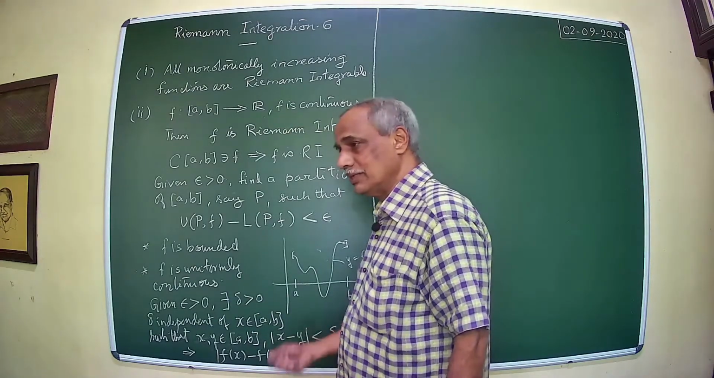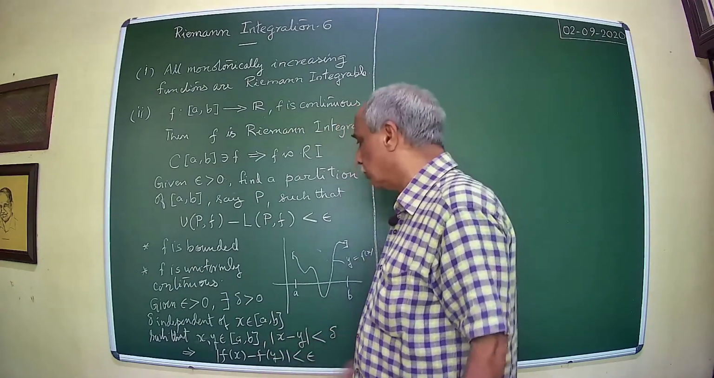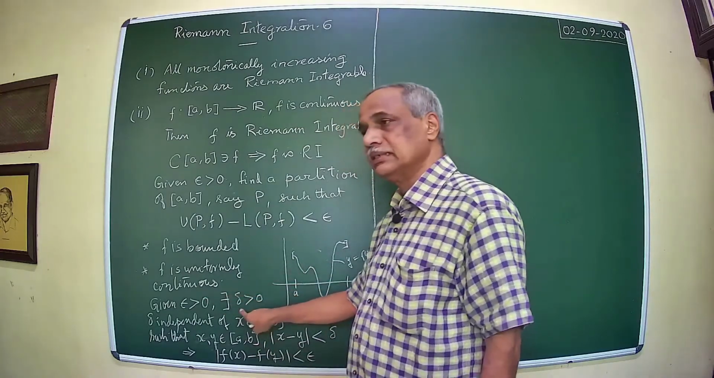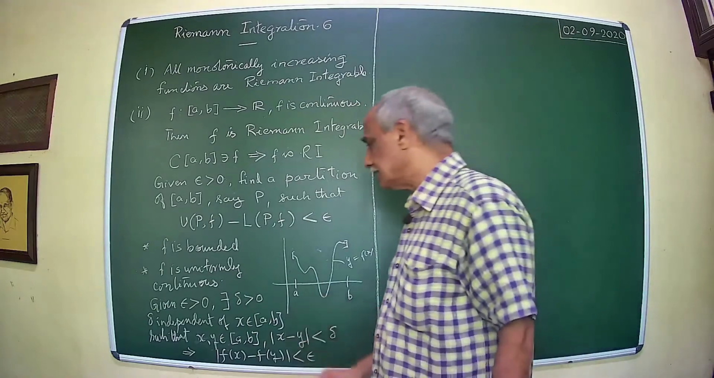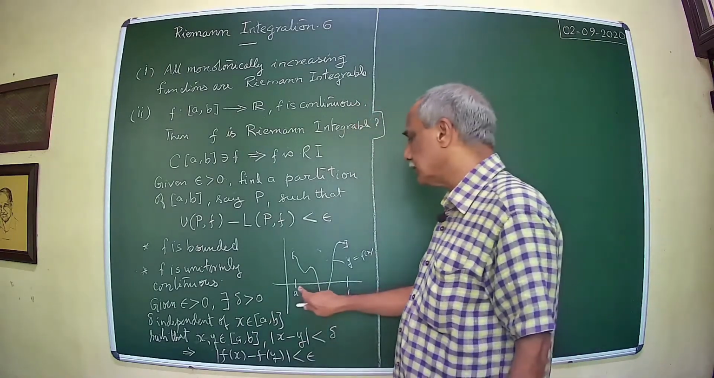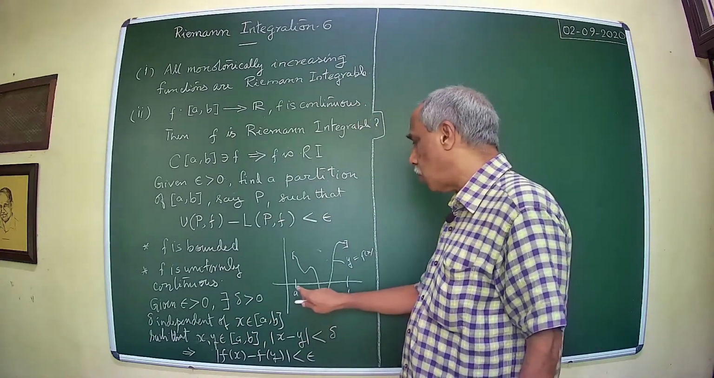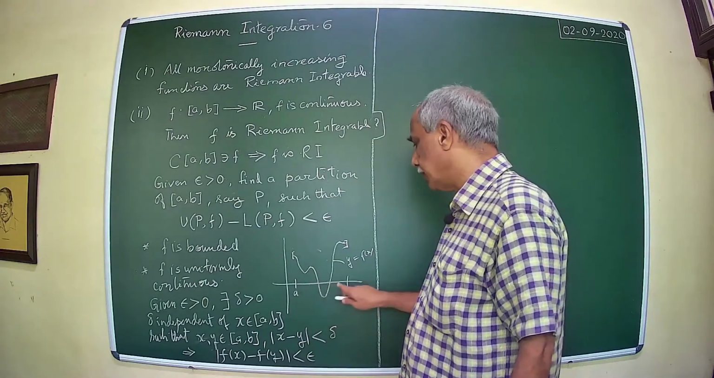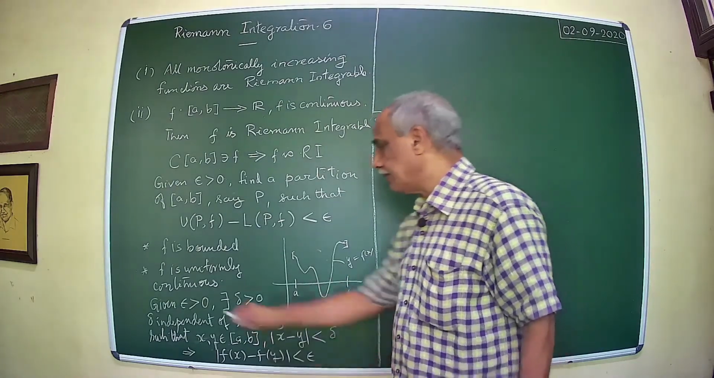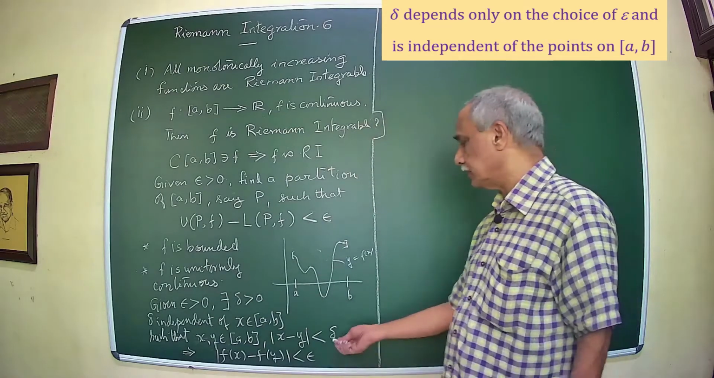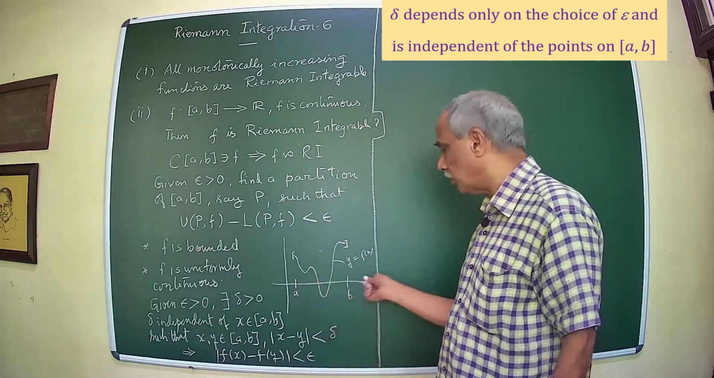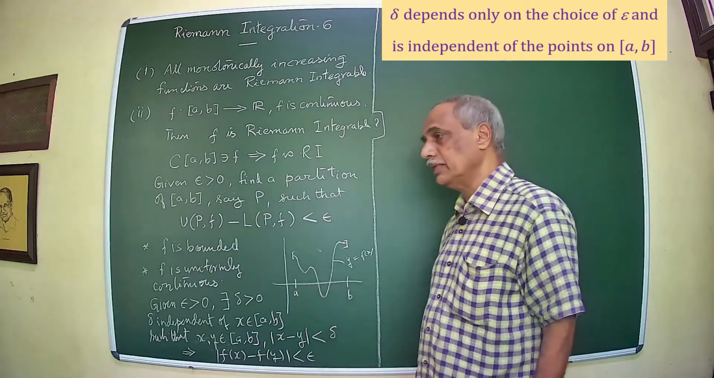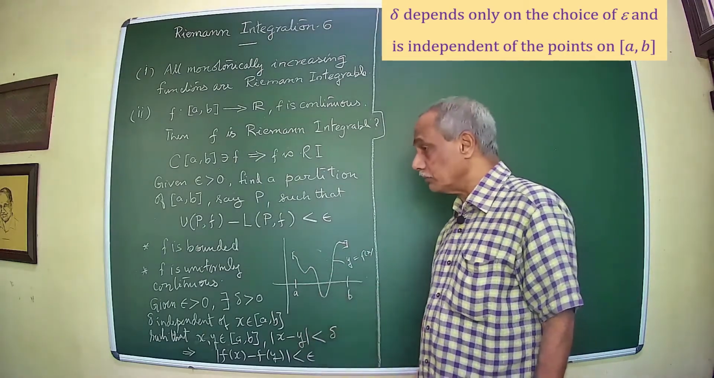Delta would in general depend on both epsilon and x naught. Now what we say is that universally for all x on the interval AB, given an epsilon, you can choose a delta. That delta depends only on epsilon and not on the points in A. This is what you get.